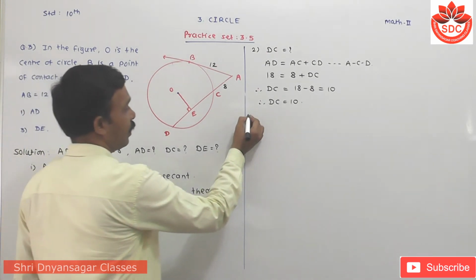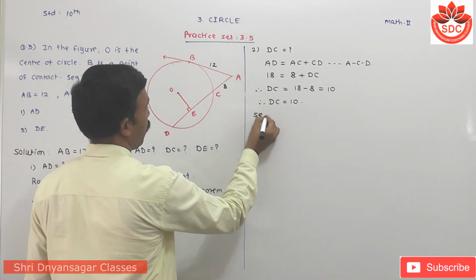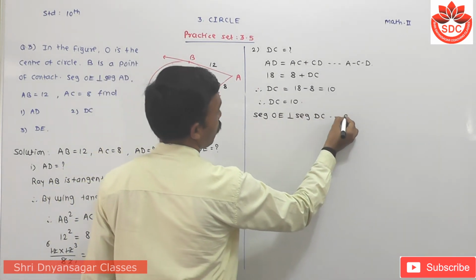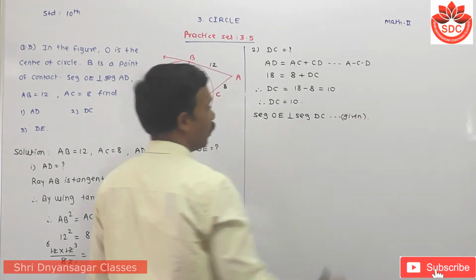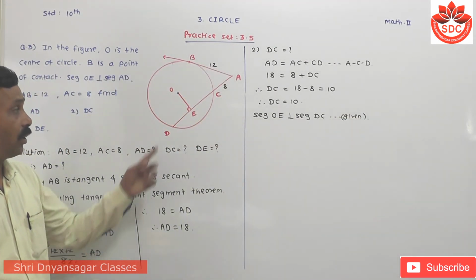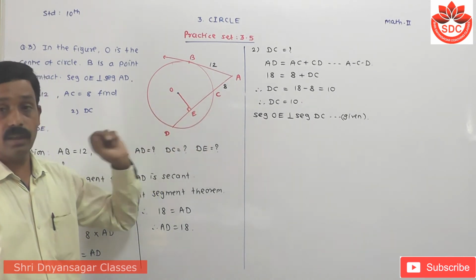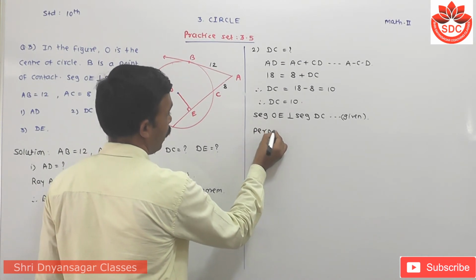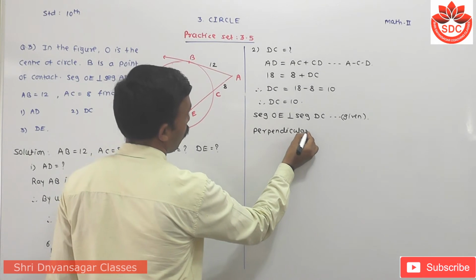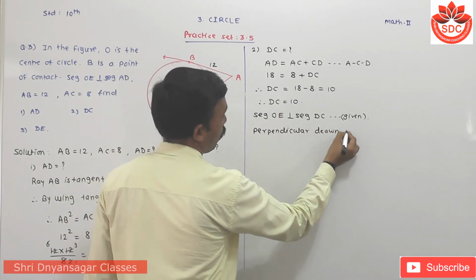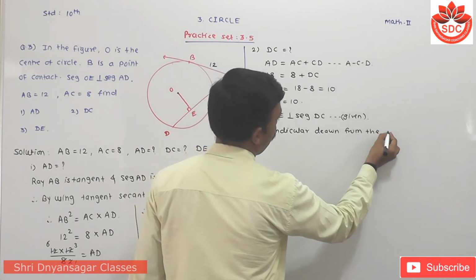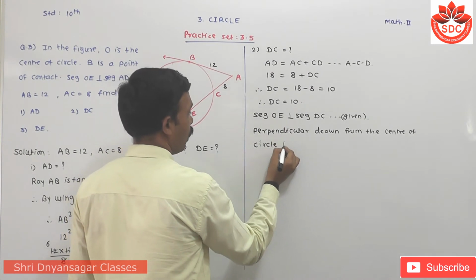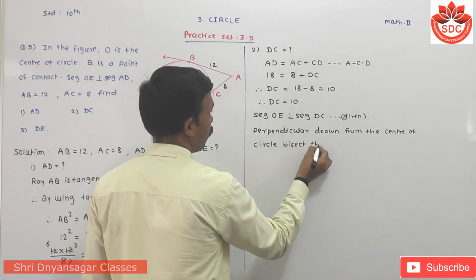Student, here given is that segment OE is perpendicular on segment DC. This is given. We know the theorem: the perpendicular drawn through the center of a circle bisects the chord. So by using this, I have to write this statement: perpendicular drawn from the center of the circle bisects the chord.